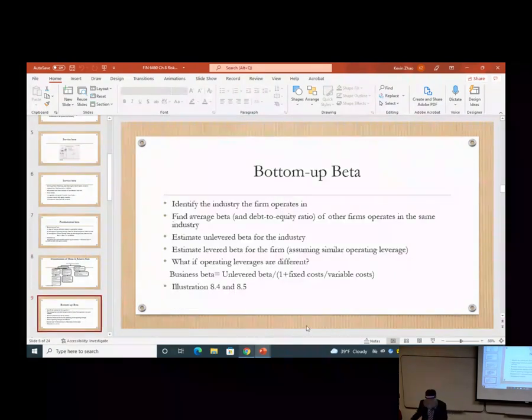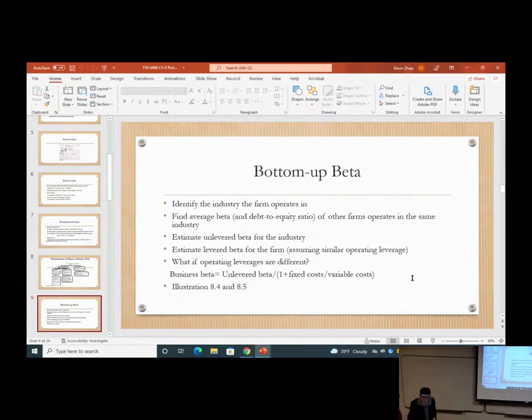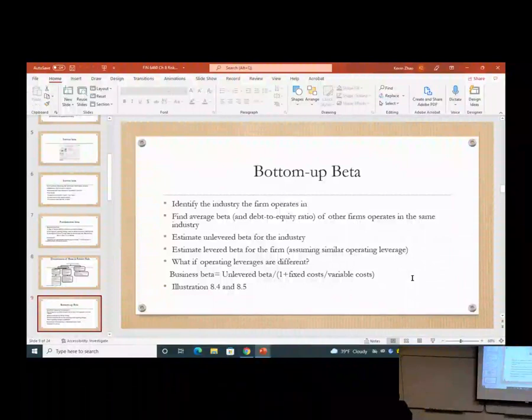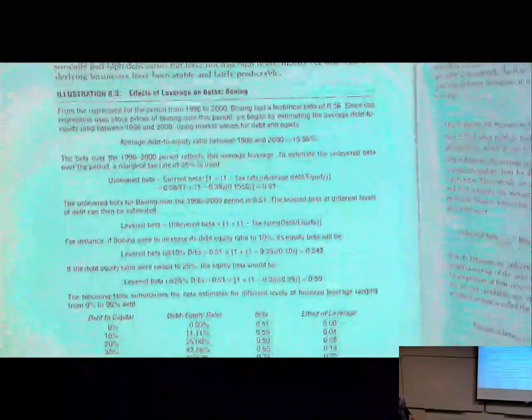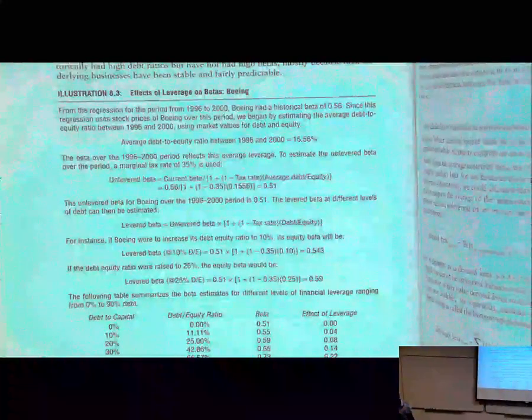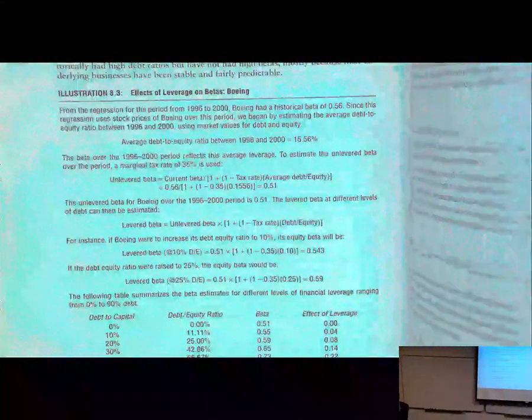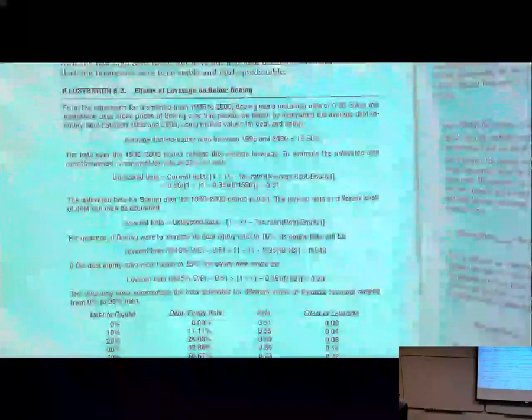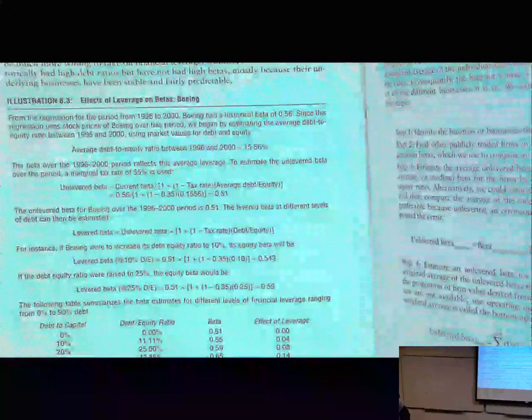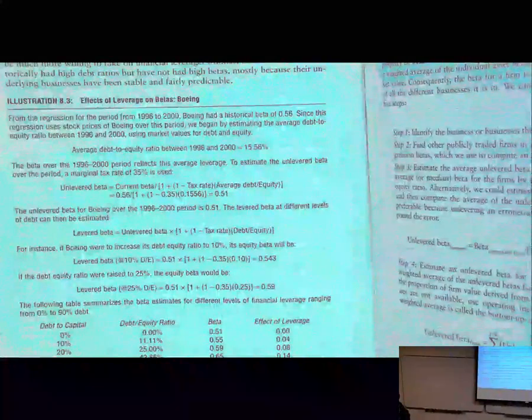And it's time for us to look at some examples. You have to look at an example to see the full procedure of beta estimation. So let me switch to the document camera so we can see the example of 8.3. Let's do 8.3 first. It's estimating Boeing's beta. And here we have a historical debt to equity ratio, 15.55%.